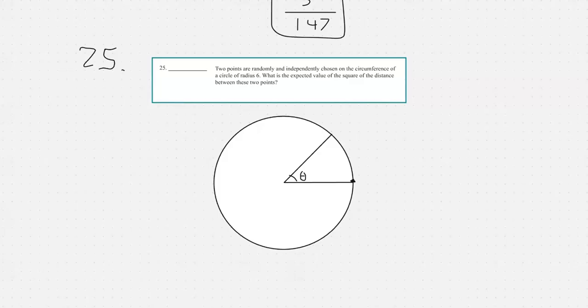So we need to calculate the distance, which is this length over here. Then we can use the law of cosines. And this length is 6, right? Okay, it's 6. So the length of this we can express using the law of cosines, and so it's the square root of 36 plus 36 minus 72 cosine of theta, right?